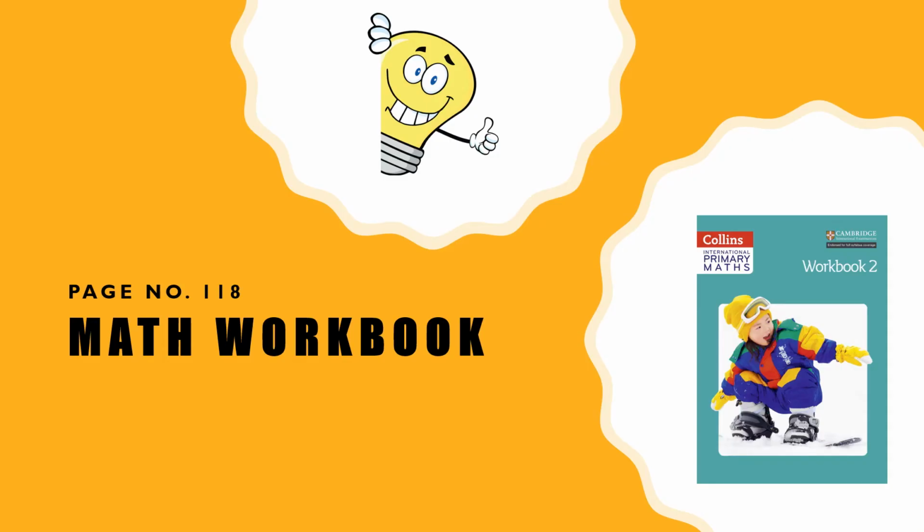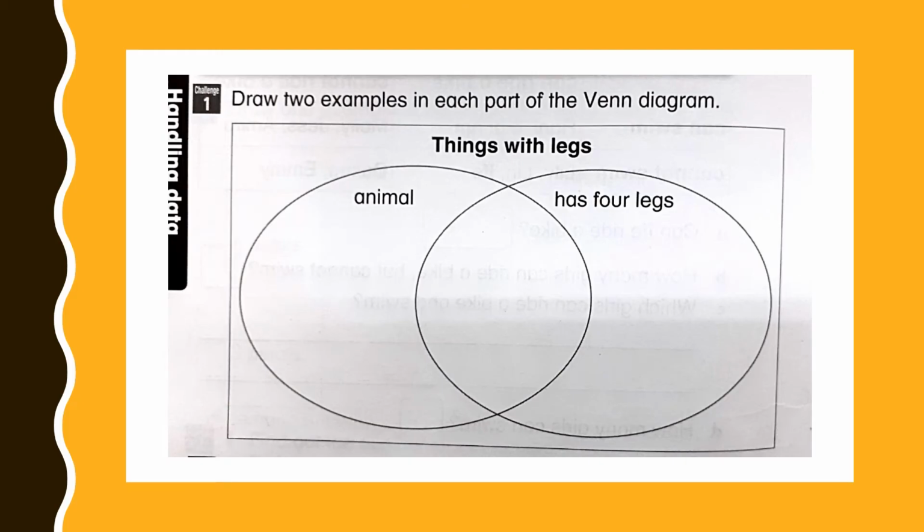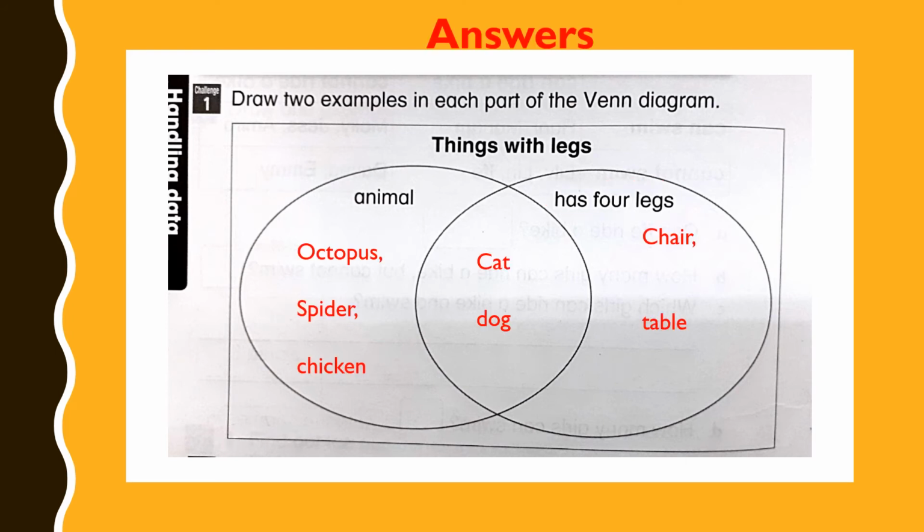So now let's open the math workbook, page number 118. Now here, what is the first question? Draw two examples in each part of the Venn diagram. So what is the sorting rule? Things with legs. Okay, what are the things with legs? First, we have to find the animal, and the second one is which has 4 legs but is not an animal. Okay, so now let's see.